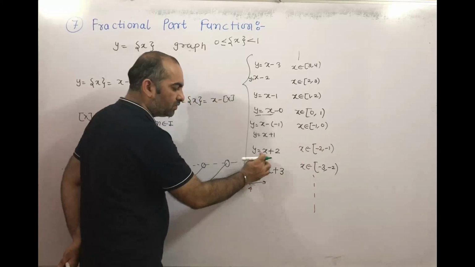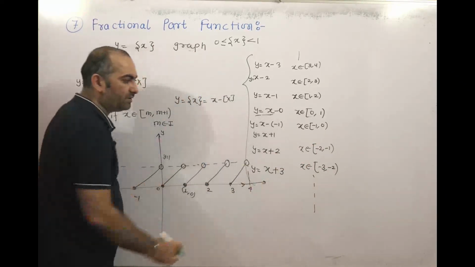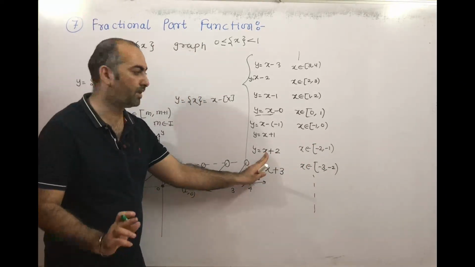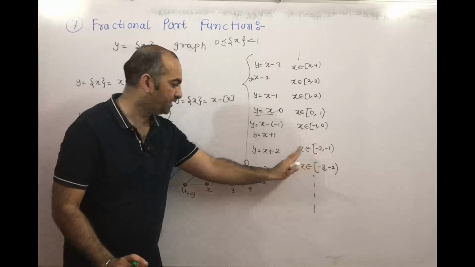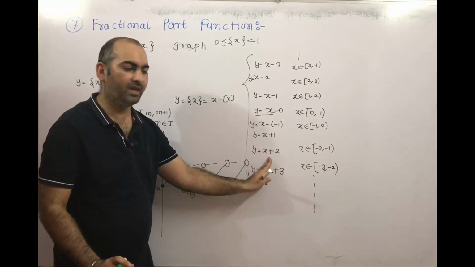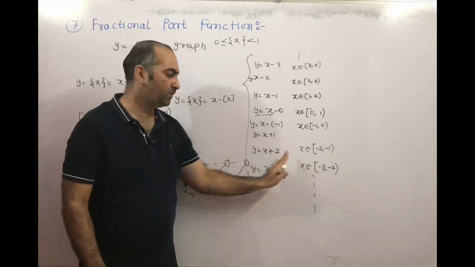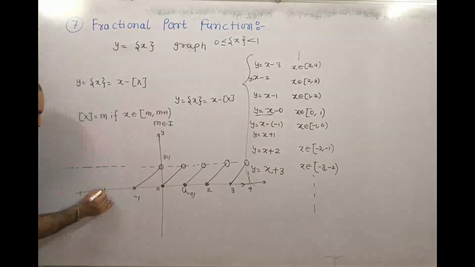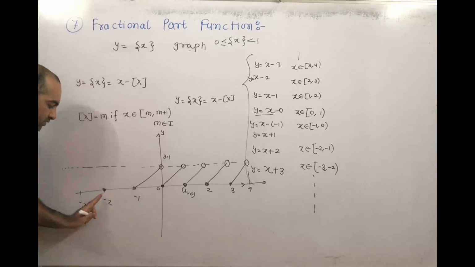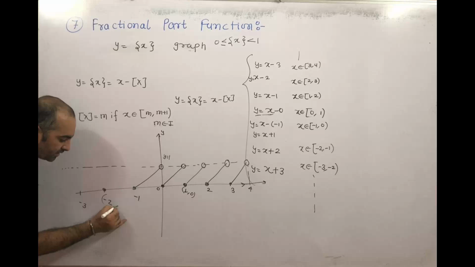Next, x belongs to minus 2 to minus 1. What line are we getting? y equal to x plus 2. So this line will pass through x equal to minus 2. If you put minus 2 here, what will come? y equal to 0 will come. So minus 2 is included, so y equal to 0 also included. So this point is included, nothing but minus 2 comma 0.